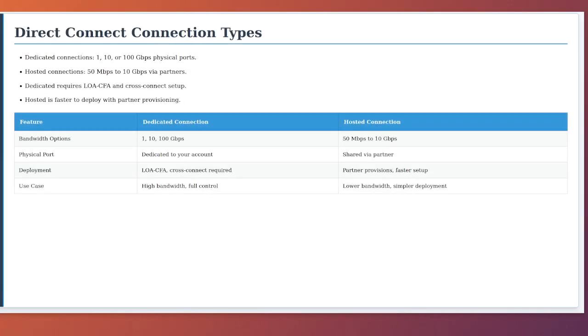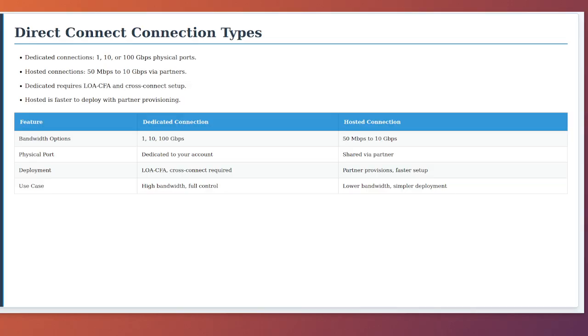Direct Connect connection types. AWS offers different types of Direct Connect connections to accommodate various bandwidth requirements and use cases. Choosing the right connection type is important for both cost optimization and meeting your performance needs.